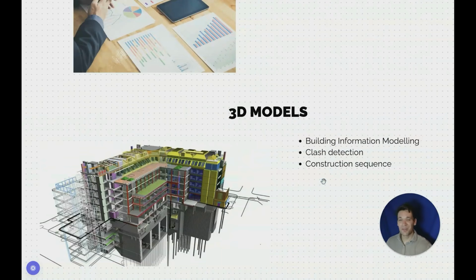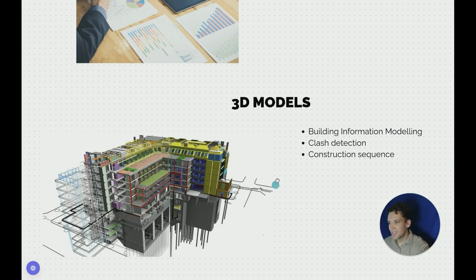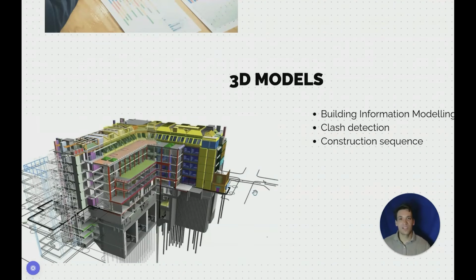You can also do some fancy things with them, such as clash detection. So during design development, 3D models are used a lot to check that services don't clash with structural steel, that architectural facades don't clash with services, all these things, and increasingly you're seeing people use them to actually develop the construction sequence within the design.